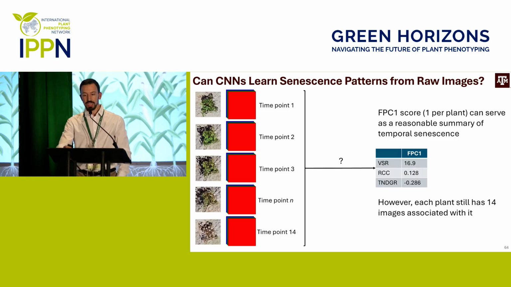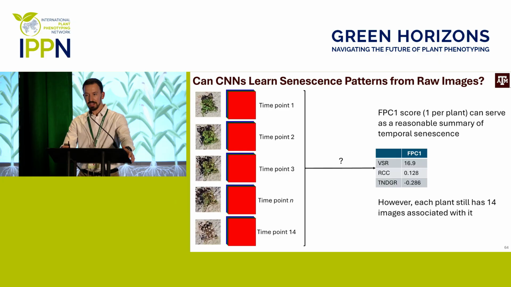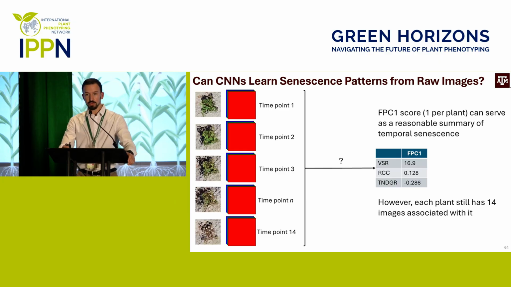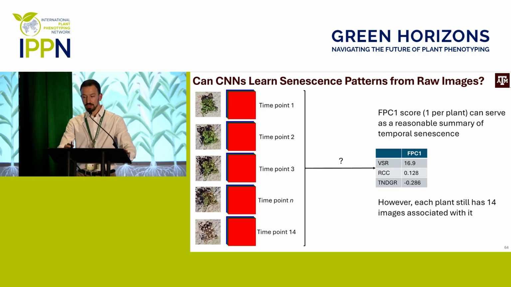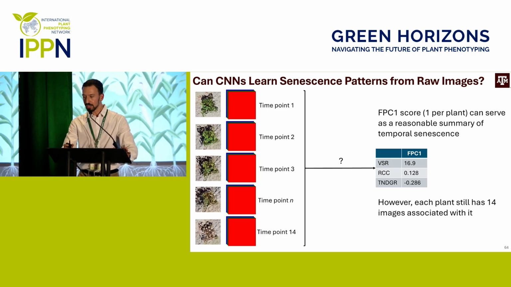So the next question I wanted to ask is, can a deep learning model learn the same temporal patterns just using the images themselves? But the issue is that we have a dimensionality mismatch. So we're treating the first functional principal component score as a reasonable summary of senescence, again, because it explained between about 84 and 90% of senescence, but each plant still has 14 different images associated with it. So we have a mismatch there.